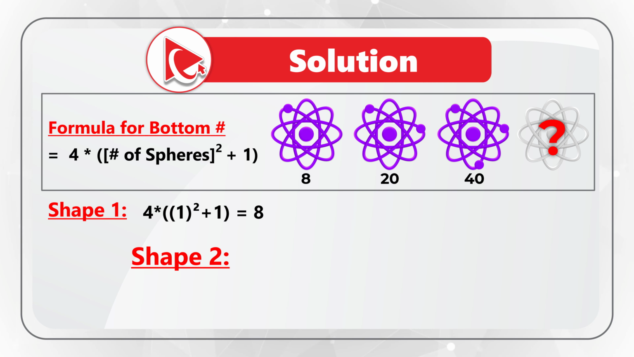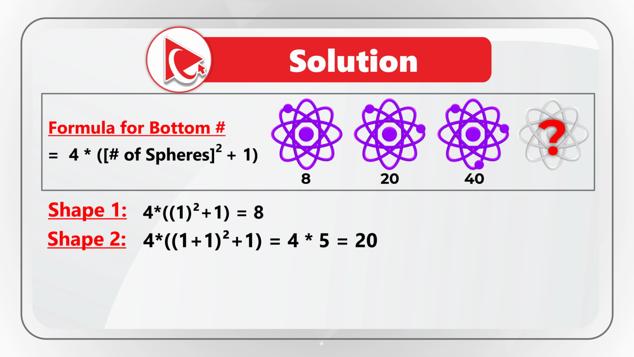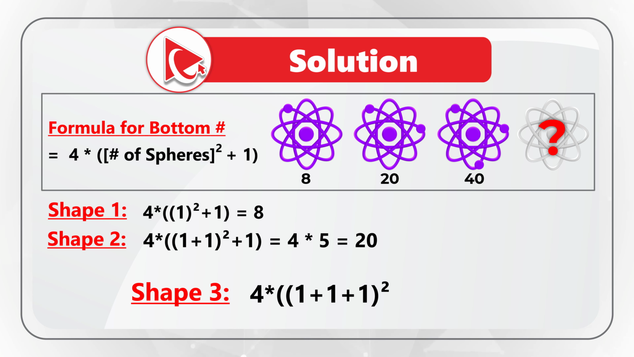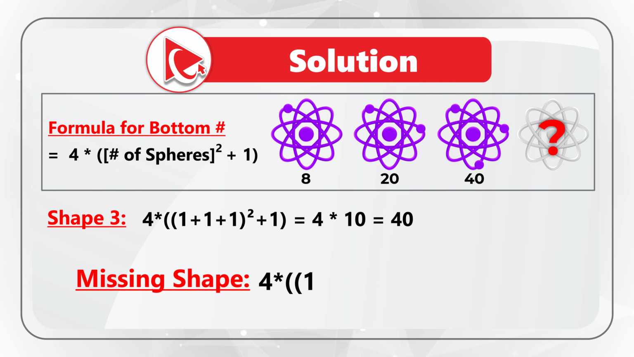For the second shape, 4 multiplied by (1 plus 1) squared, which is 2 squared, which equals 4, plus 1, equals 4 multiplied by 5, equals 20. For the third shape, we need to multiply 4 by (3 squared plus 1), equals 4 multiplied by 10, equals 40. So to calculate the bottom number for the missing shape, we need to multiply 4 by (4 squared plus 1), equals 4 multiplied by 16 plus 1, 4 multiplied by 17, equals 68.